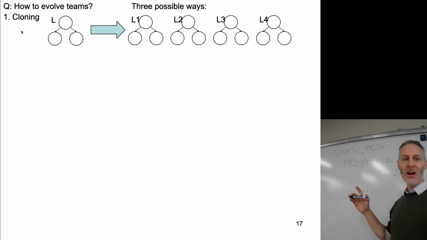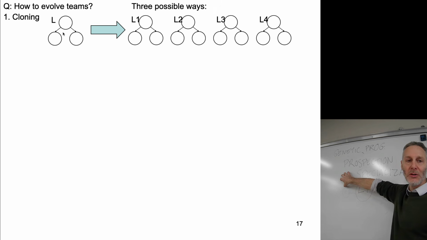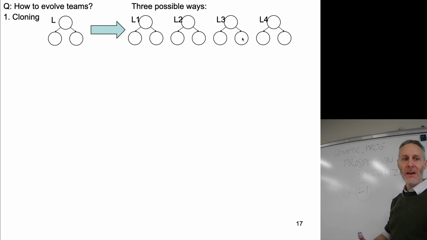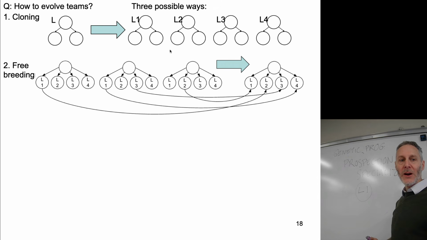So what we just saw is one possible way to evolve teams. We take one of the trees out of the evolving population, make 3 identical copies, and drop those 4 clones into the heads of the 4 lions. In another experiment, they allowed what they called free breeding, which is they now evolve trees in the population that look like this.